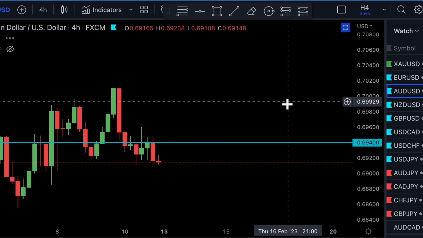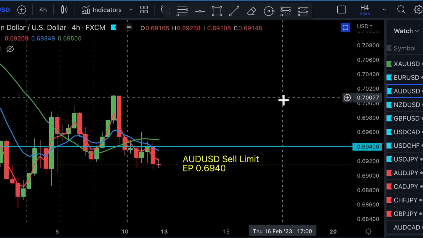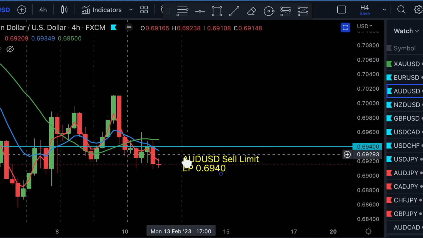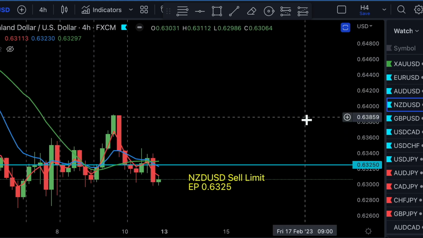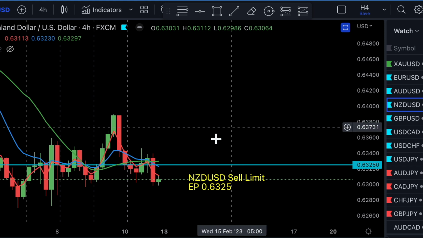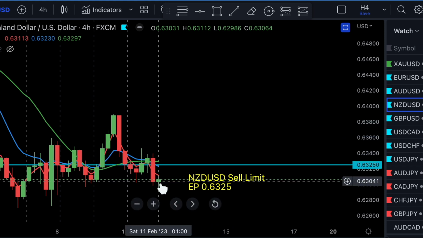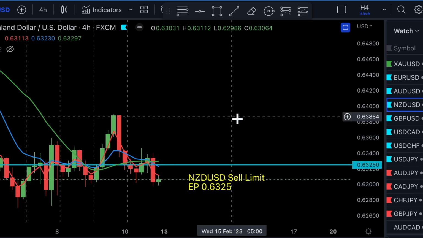Then the Aussie US, also a sell limit with the entry price at 0.6940. It closed below that, needs to just retrace, correct a little bit, come back to the pending order at 0.6940. The New Zealand US, also a sell limit with the entry price at 0.6325, where the blue line is. So it's below that now, just needs to correct a little bit and come back to 0.6325.